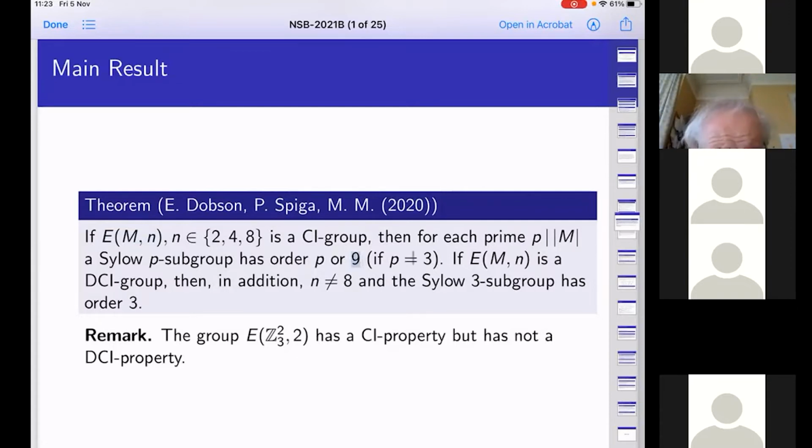Now, if this group has the DCI property, so for directed graphs, then n cannot be 8, and the Sylow 3-subgroup should be of order 3. So for DCI groups, we have, in this case, that M should be a cyclic group of odd square-free order.